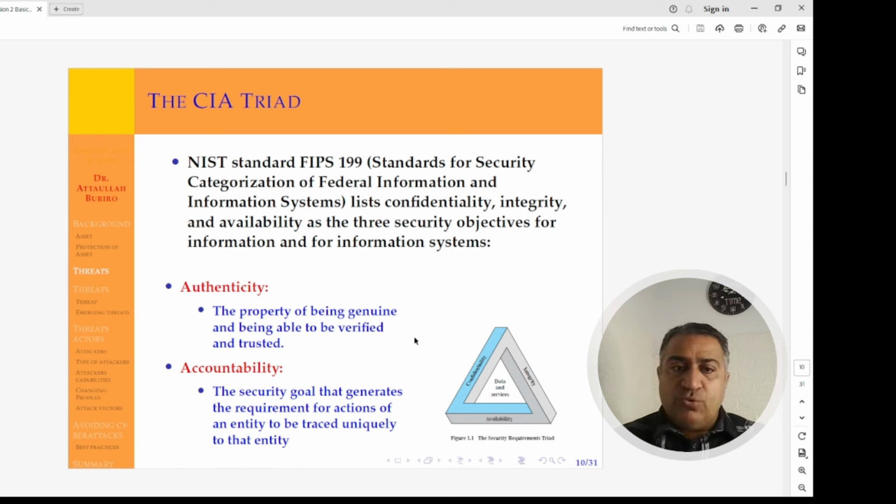Apart from these three, confidentiality, integrity, and availability, there exist two other parameters as well. One is called authenticity. And what does it mean? It means that whatever I do, for example, on the network or on the system, could be verified and trusted. This is also added to the CIA triad. And accountability as well. Accountability means I should be held responsible for what I have done on the network or what I was doing on the computer. I should not be able to deny the fact that I did something. So accountability has also been added to these important concepts.